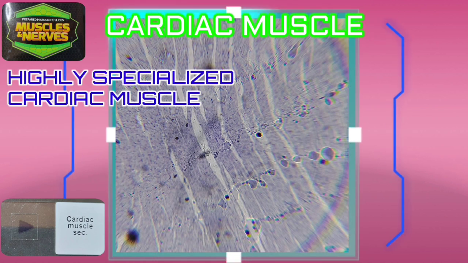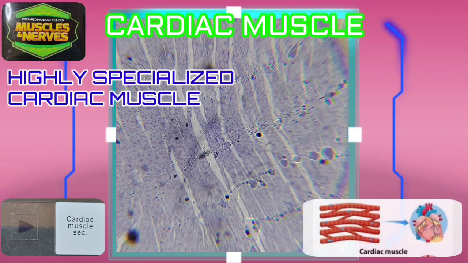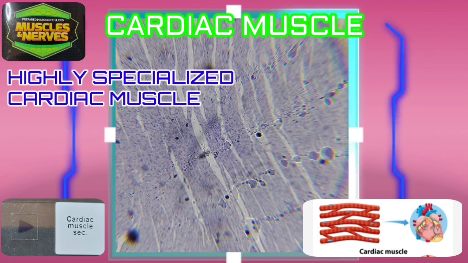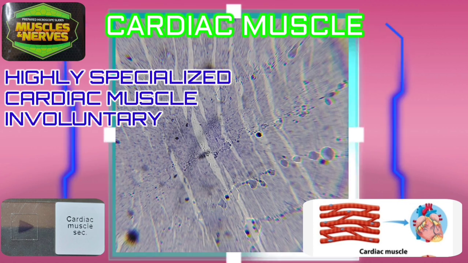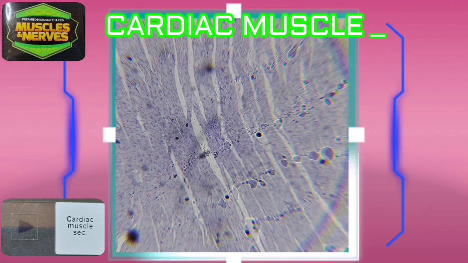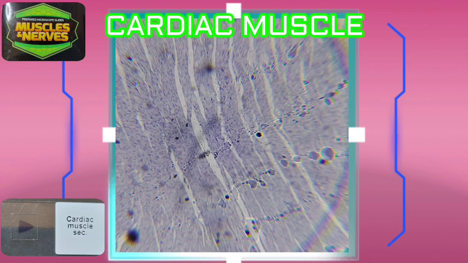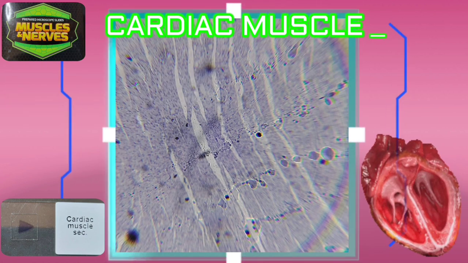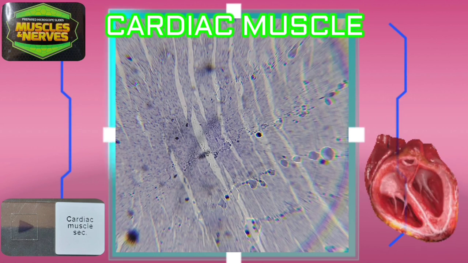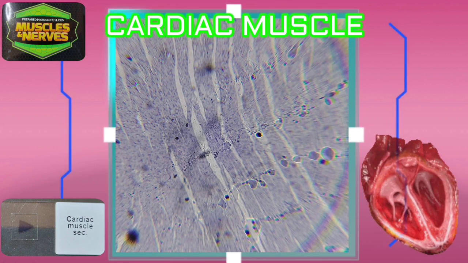Cardiac muscle is a highly specialized muscle that forms the wall of the heart, and like smooth muscle, it is involuntary. The fibers form branching and intertwining chains of cells, allowing the heart to contract in a wringing motion to pump blood from the chambers. If you look closely, you can see the nuclei of the cells.